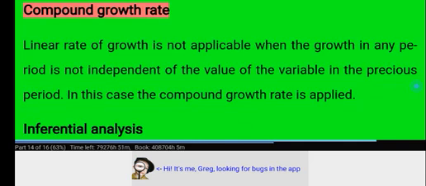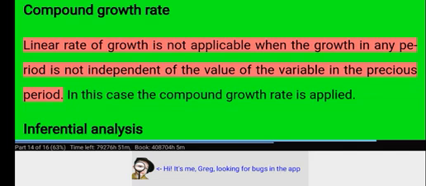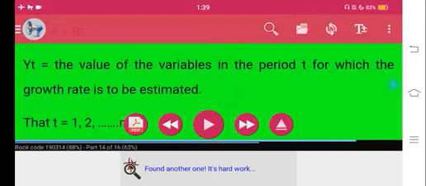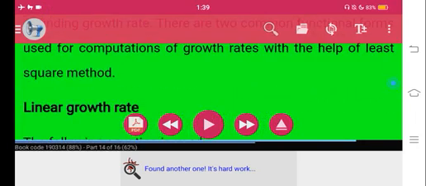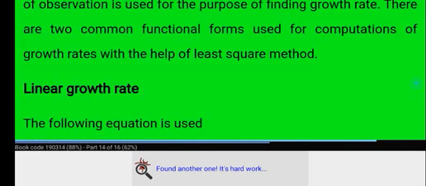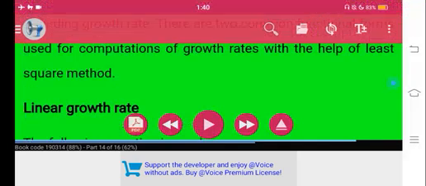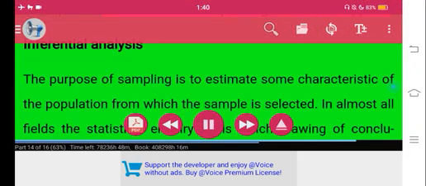Compound growth rate. Linear rate of growth is not applicable when the growth in any period is not independent of the value of the variable in the previous period. In this case, the compound growth rate is applied.